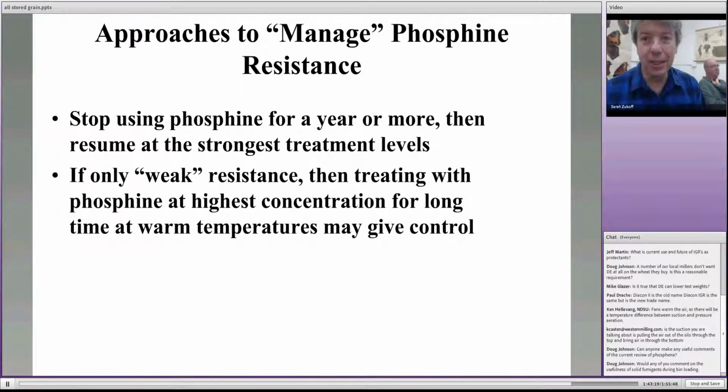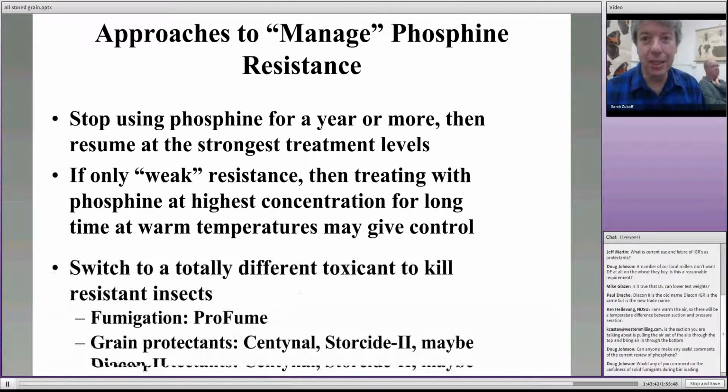If you have this weak resistance that we're talking about, then treating with phosphine at really high concentrations, within the label, for long times could work. And that's what we're doing research on. That's what a lot of people in the field have said have worked. We've got colleagues in Australia who've been dealing with the resistance problem a little longer than us, and they know that they can control weak resistance with phosphine.